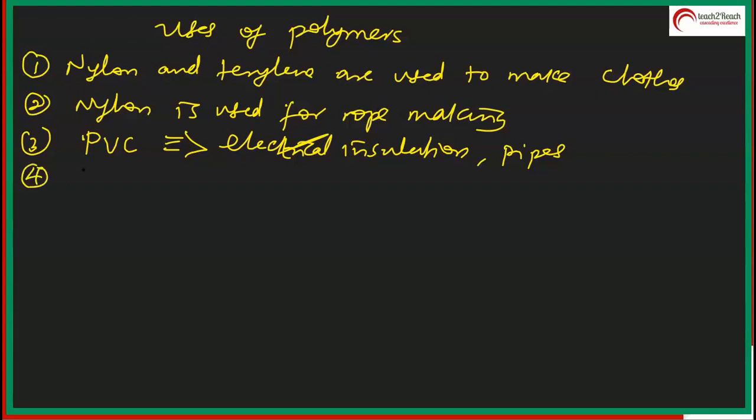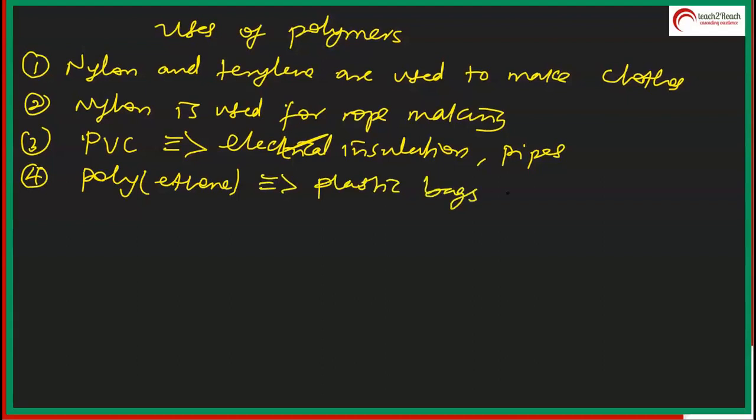Then of course the common one, polyethylene. Polyethylene is usually used for making plastic bags, used for electrical insulation too, for making bowls, plastic cups, slippers, and so on and so forth. So basically that's the use of polymers.